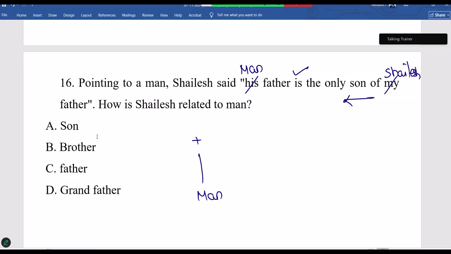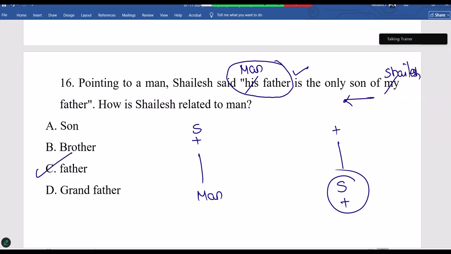Sailesh's father, only son. Sailesh will be there. So man's father is nothing but Sailesh. Man's father is, this entire meaning is Sailesh. Sailesh's father, only son means Sailesh only. So man's father is Sailesh. How is Sailesh related to man? He is the father.